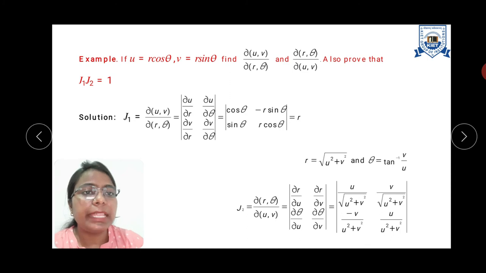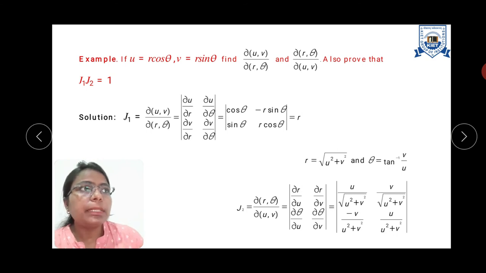If we take r as common, then we have r times cos square theta plus sin square theta. By the trigonometric identity, sin square theta plus cos square theta is equal to 1. That means r into 1, so we get the value r. We know that with this property, the other Jacobian is equal to 1 by r. But we have to prove that.